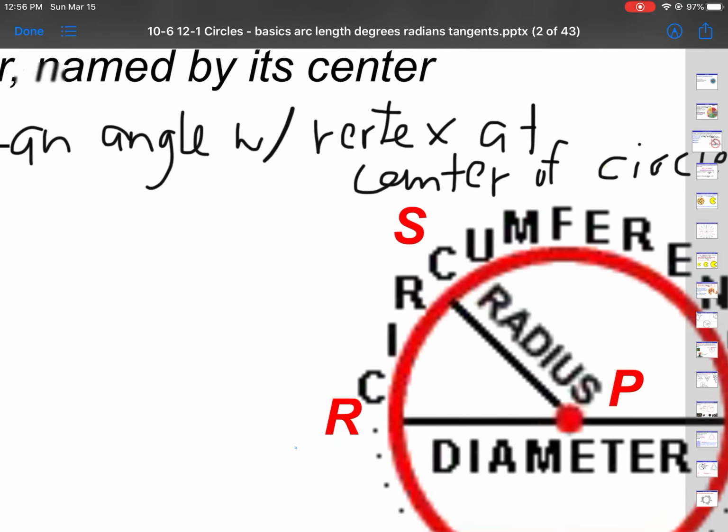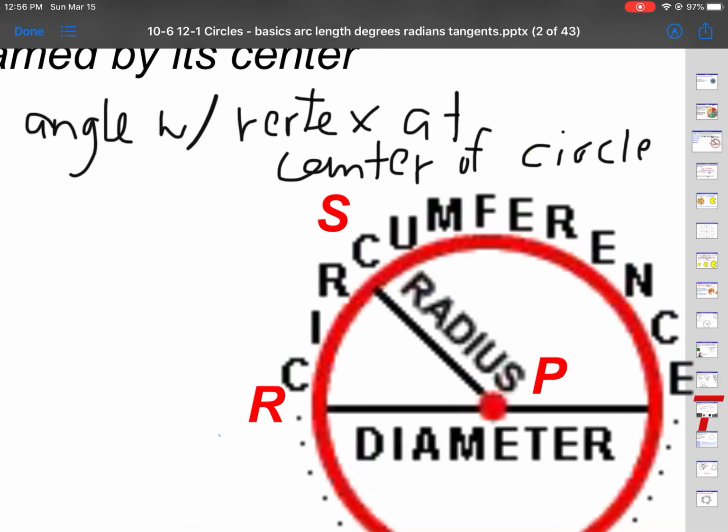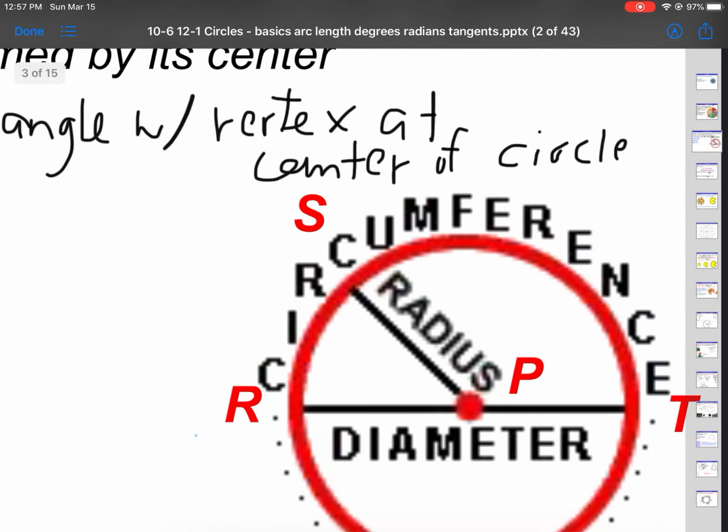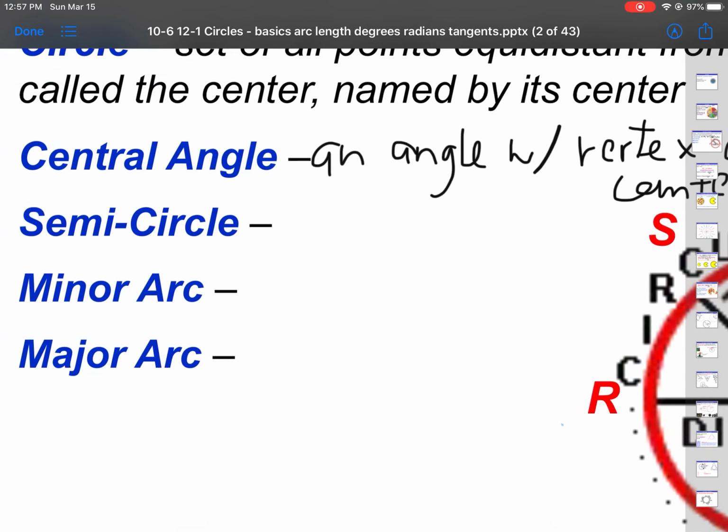So angle with the vertex at the center. So if you look at P here, let's see, I thought we had a highlighter thing. What does this do? Nope, don't want that. P right here. And so if we look at this angle here, that would be the central angle. Okay. Then we have a semicircle, which is just a half circle. So if you want to jot that down.